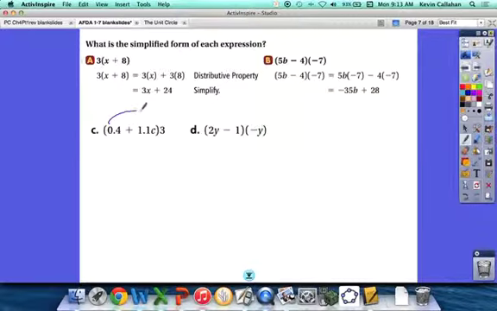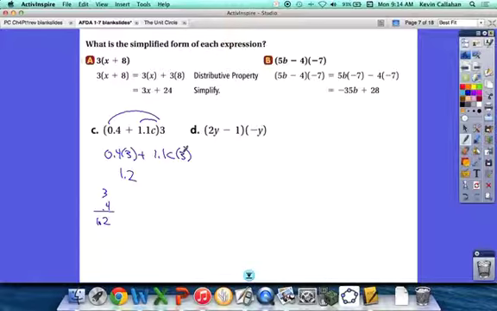Right? How is this one going to simplify? You're going to multiply times like that and like that. So that's 0.4 times 3 plus 1.1c times 3. Okay, what's 3 times 0.4? What's 3 times 4? 12, right? But the fact that it's 0.4, 1.2. Remember when you do it, you go 0.4 times 3 is 12, and then because that's over 1 decimal place, then this is over 1 decimal place. So there's 1.2.